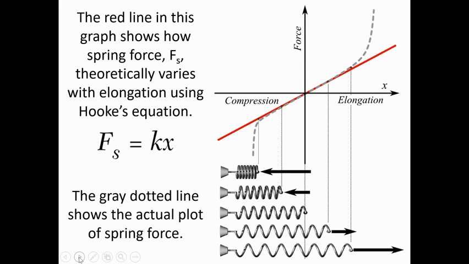Typically, elongation and compression for springs follows Hooke's law, but only for a certain amount of stretch or compression distance. When an object reaches a certain point, it's maybe overstretched or overcompressed, that gray dotted line represents the actual plot of spring force that we would see in the real world. We can see the relationship turns from something linear to something more curved or non-linear in nature, let's say.